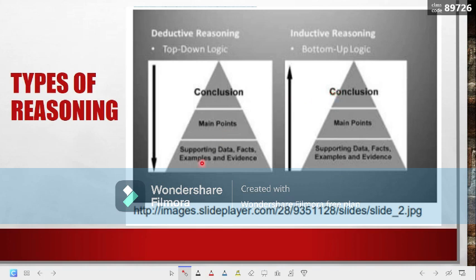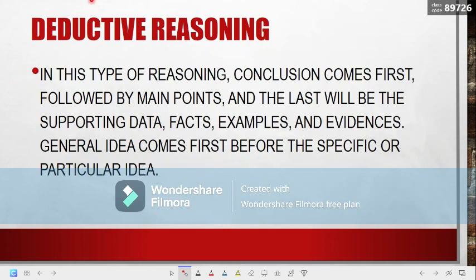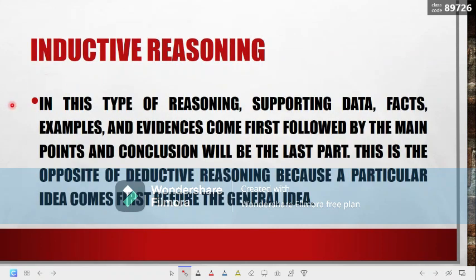Now let us explain further about deductive reasoning. So deductive reasoning, in this type of reasoning, conclusion comes first, followed by main points, and the last will be the supporting data, facts, examples, and the evidences. General idea comes first before the specific or particular idea. While inductive reasoning, in this type of reasoning, supporting data, facts, examples, and evidences comes first, followed by the main points, and conclusions will be the last part. This is the opposite of deductive reasoning because a particular idea comes first before the general idea.